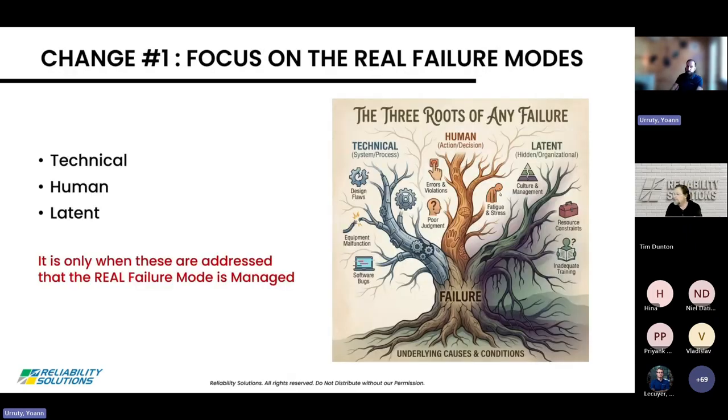So the change number one would be to focus on the real failure modes, right? So, Tim, what can you tell us about this? Yeah, so we are hugely, as a species, very guilty of trying to deal with symptoms. I feel some pain, I take an aspirin. I don't deal with the underlying reason. And it's just the same in the world of reliability.